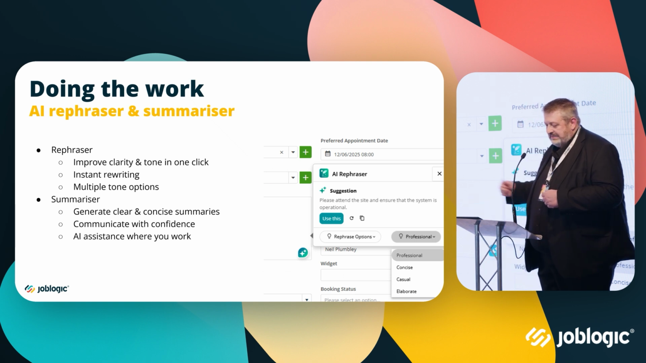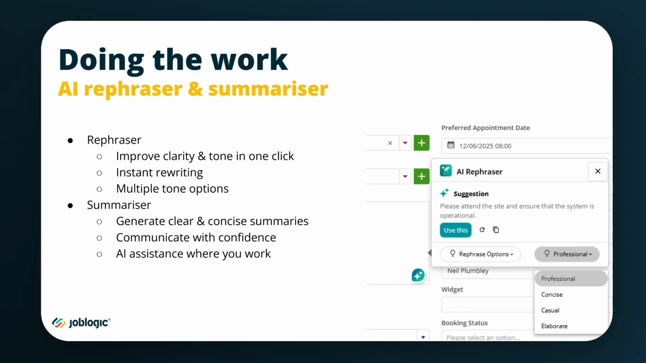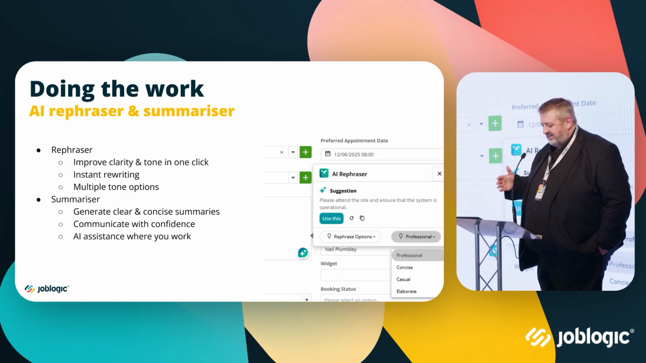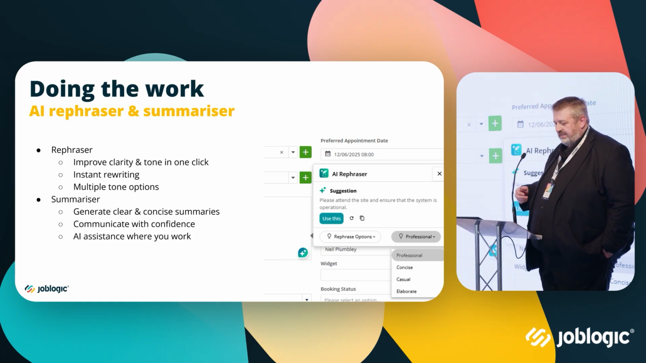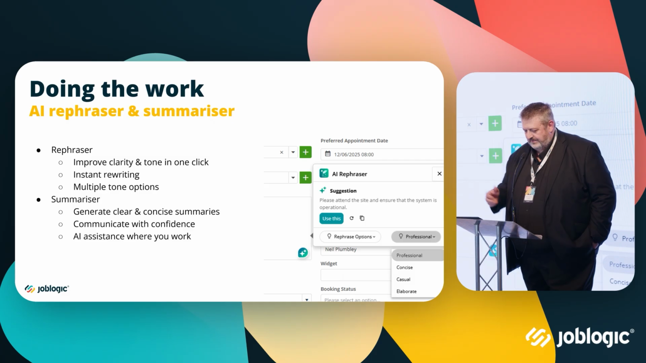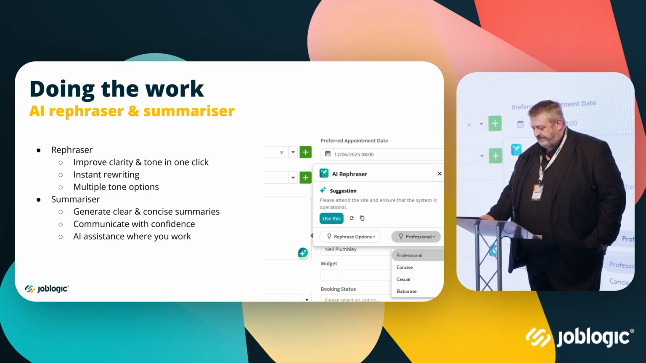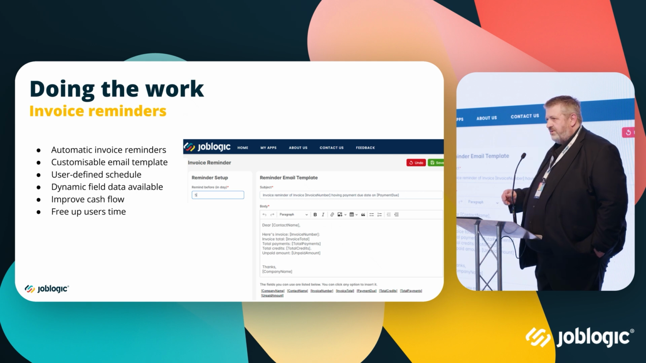The summarizer can create a meaningful and naturally written summary of the job at whatever stage it is that you can use internally to quickly understand what's going on, or that you can email to a customer to provide an update or back up an invoice submission, for example. Both of these tools are free of charge and can be used with Joblogic's AI engine or your own ChatGPT accounts as you prefer. So now we're ready to complete and invoice the job, meaning we can set up invoice reminders.